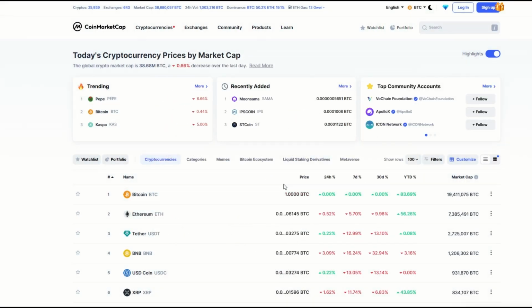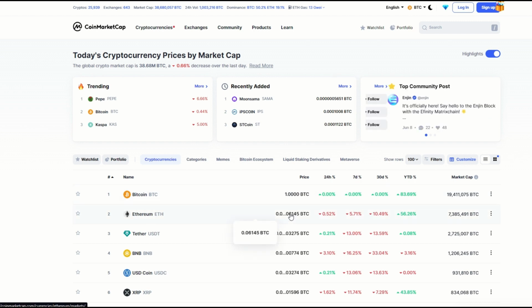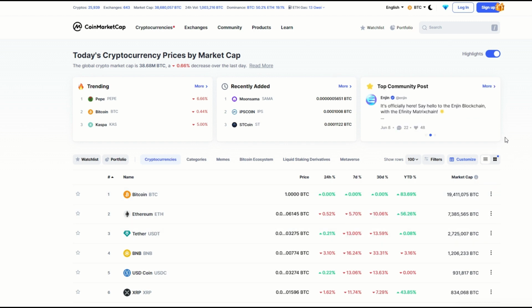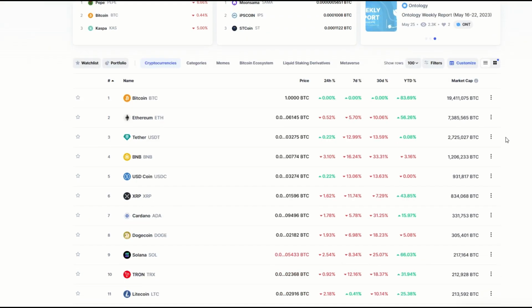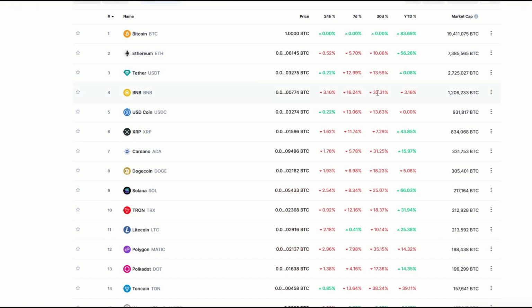And you'll see straight away that it puts everything into a Bitcoin price now. What you'll also see is a whole lot of red here. So if I look at my 7-day, Bitcoin is going to be 0 because everything is compared against Bitcoin. So that is my benchmark. And if I look straight away, I can see that Ethereum is 5.7% lower in 7 days than Bitcoin. Tether, it's just going to be that same price. BNB is down 16%.